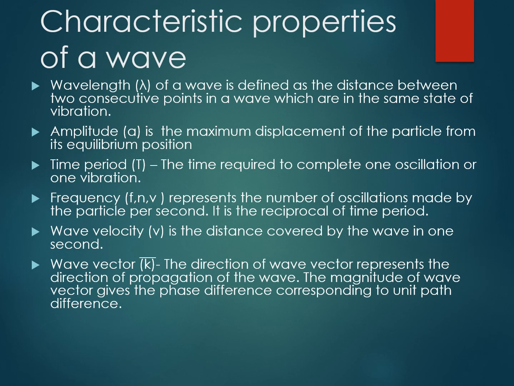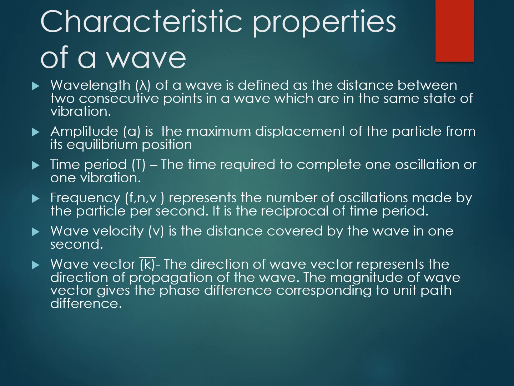Now coming back to characteristic properties of a wave, you must be familiar with these definitions. First of all, wavelength, denoted by lambda. It is defined as the distance between two consecutive points in a wave which are in the same state of vibration. Then amplitude, denoted by small a or capital A, is the maximum displacement of the particle from its equilibrium position. Then time period, denoted by capital T. It is the time required to complete one oscillation or one vibration.